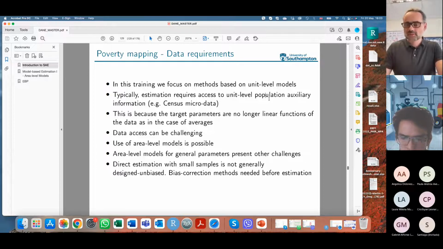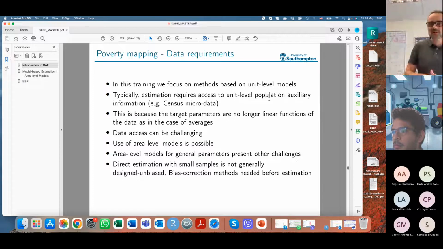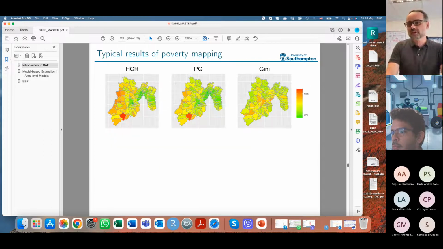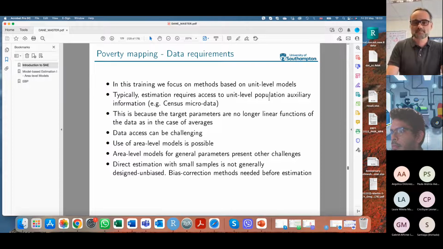As Angela said, this is because the target parameters are no longer linear functions of the data, as in the case of averages. In the case of averages, the parameters are linear functions of the data. However, with more general parameters, such as the poverty gap or the Gini coefficient and so on, this is not the case. So in this case, data access can be difficult.